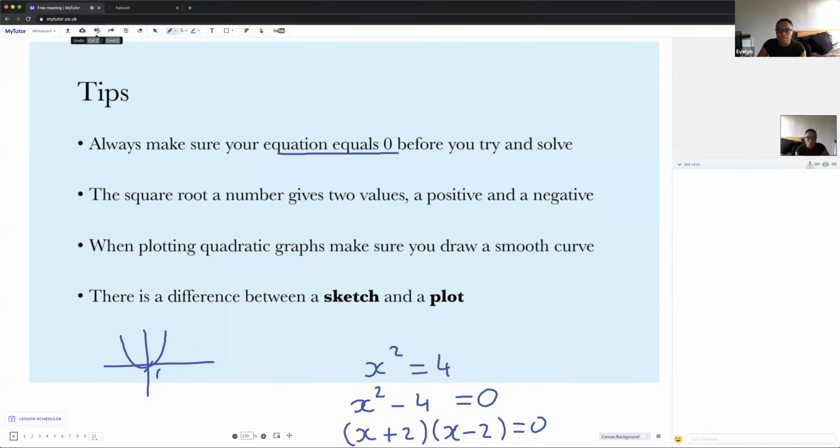For a plot, they will give you a coordinate axis, and then you actually have to work out what the individual points are. But we will go through that on Friday, because that's an exam technique sort of question.